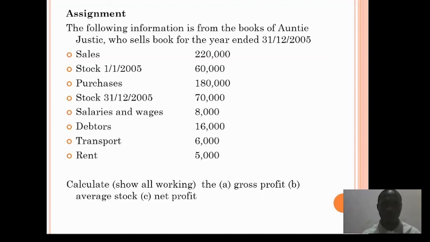Now it says the following information is from the books of Justice, whose sales book for the year ended 31 December 2005. These are the information below. We are told to calculate the gross profits, average stock, and net profits. So with the formulas provided, we can easily attempt this assignment.